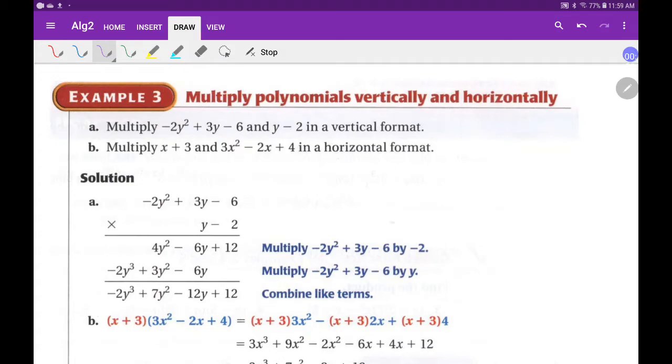Okay, so they show us a couple different ways to multiply. The first one seems a little old-fashioned, where you say, I'm going to take the -2 and multiply it by 6, -6, and then multiply it by positive 3y, and then multiply it by -2, and I get this first line, okay?